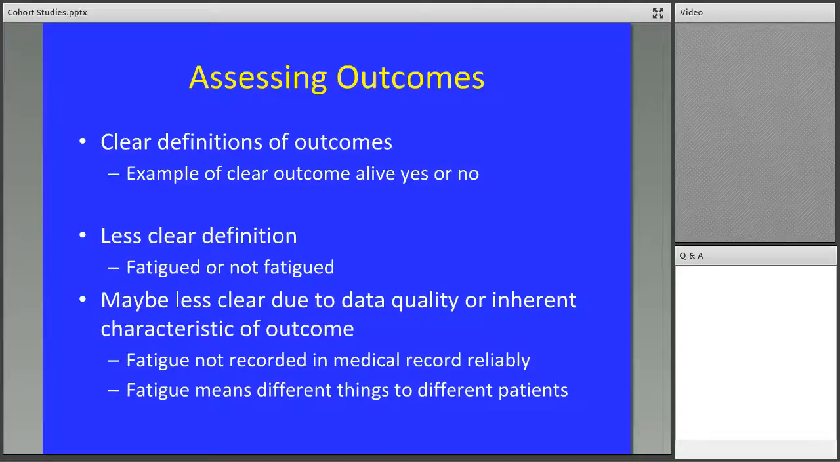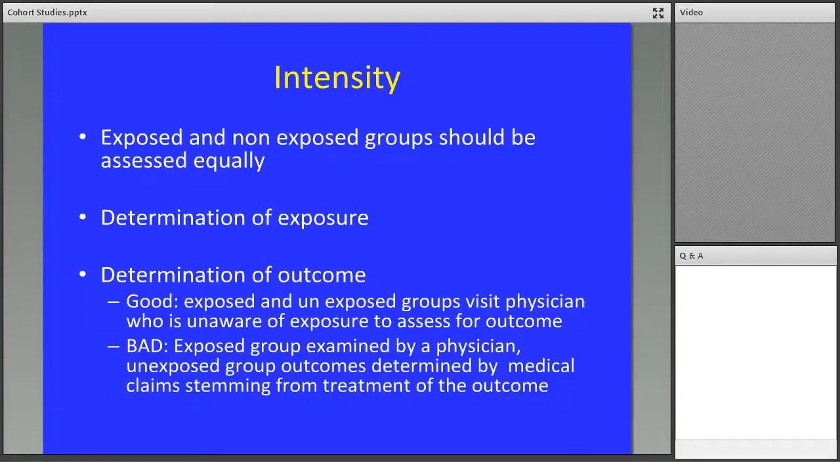So, for example, fatigue is not recorded in medical records reliably. How many of you have seen third trimester women who are tired? That doesn't make it into your note for the day. Fatigue also means different things to different patients. And so there's sort of an inherent variation in what the definition of fatigue means, and there's certainly variation in how often it's recorded and where it's recorded.